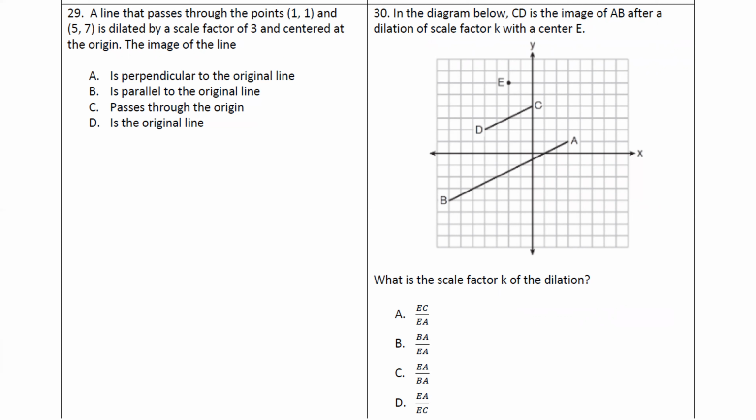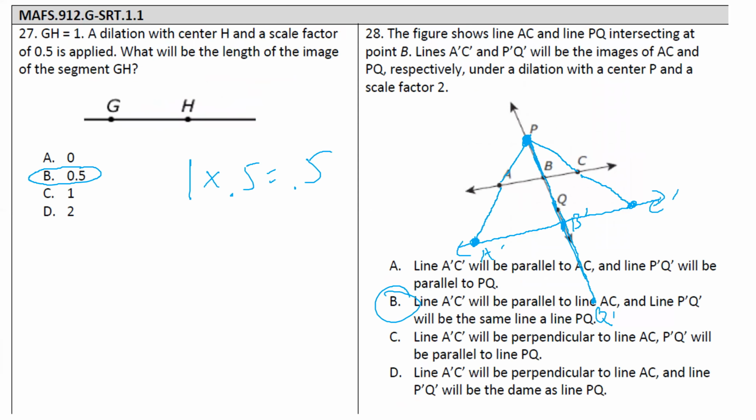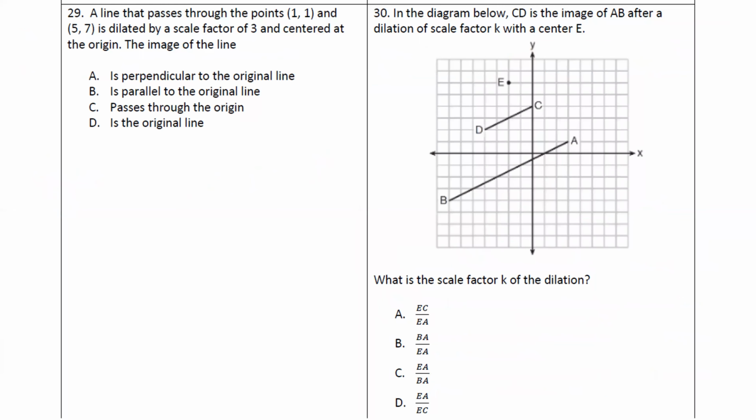So on here, most of the time, any line that you have on the original figure is going to be parallel to the other. The only time there's an exception is what we had on the last one. The line passed through the center of dilation. If it passes through the center of dilation, it'll be the same line. Other than that, they'll always be parallel.